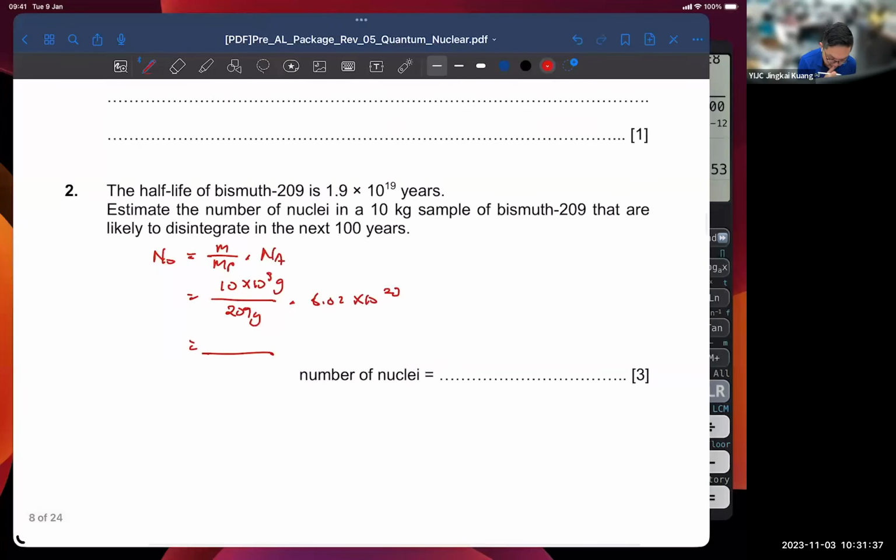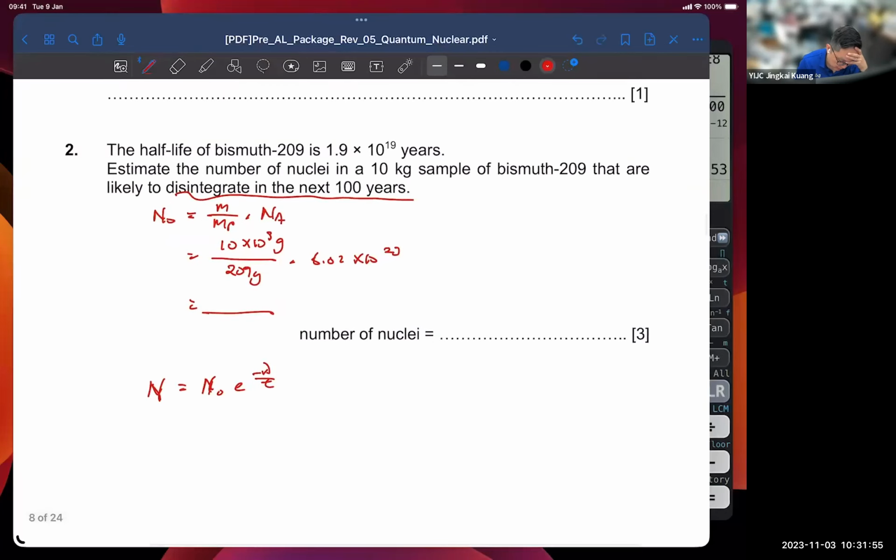You want to find how many are likely to disintegrate in the next 100 years. At any point in time, you have N, where N equals N naught e to the negative lambda t. So this will give me the number here. Basically, what I'm trying to find here is delta N.